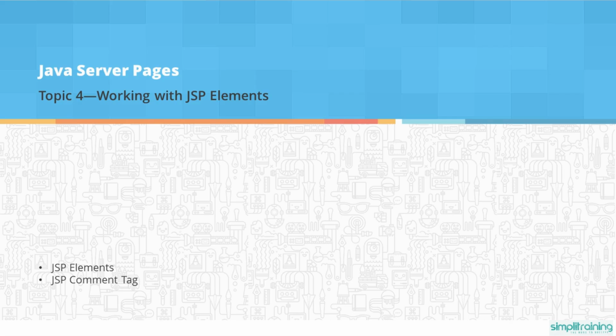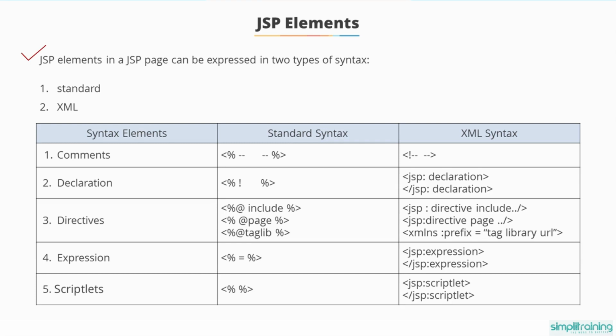Let's look at working with JSP elements. JSP elements in a JSP page can be expressed in two types of syntaxes, standard and XML. Here you see the standard syntax for a comment and the XML syntax. Both of them are legal. A declaration syntax can be done in either of these ways.